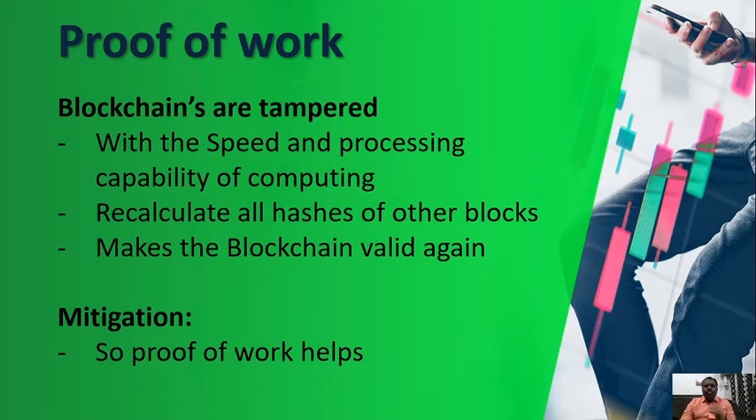In order to give more security to this, there is a new concept called proof of work. At a time when the speed and processing capability of computers is getting higher, a computer can recalculate the hashes of every block and claim the chain again. In order to solve this problem, they came out with a concept called proof of work, which mitigates the problem of the blockchain being tampered with by recalculating the hashes.